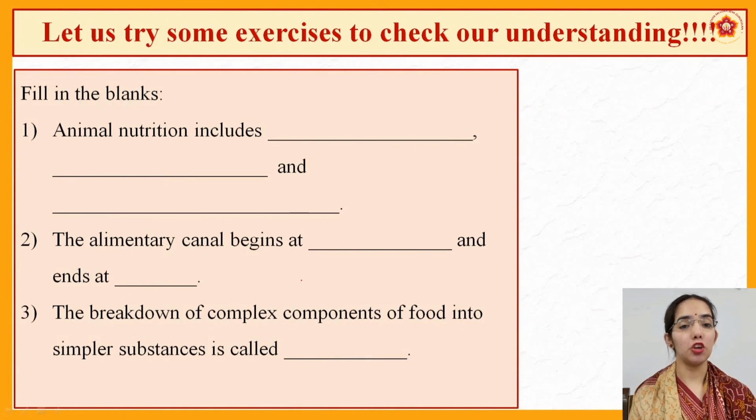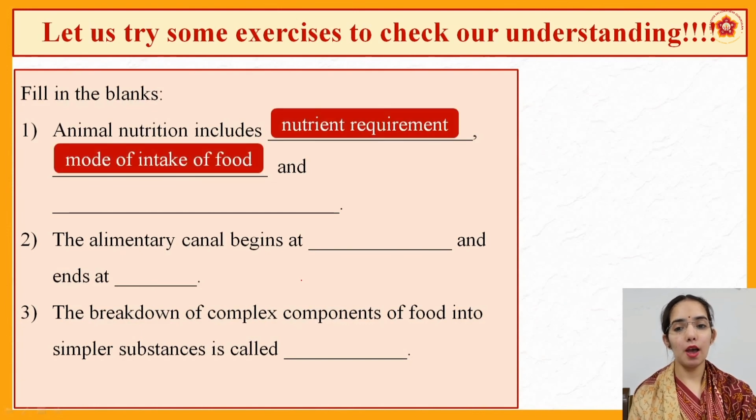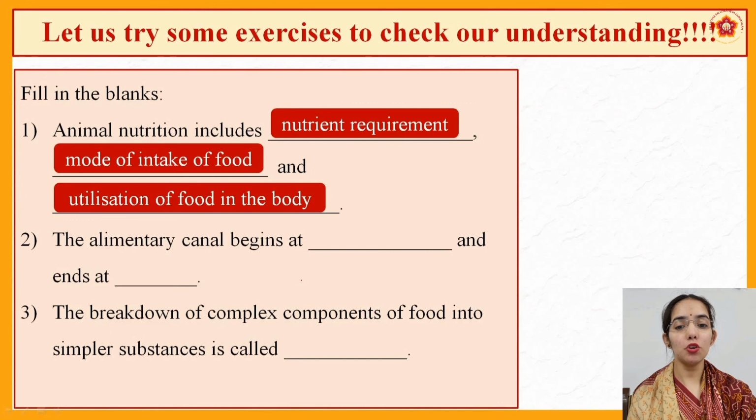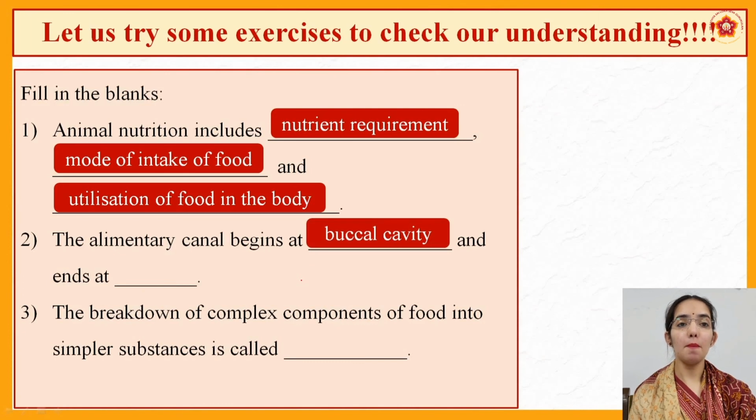So now let's check your knowledge. Animal nutrition includes, what are those 3 points? I'm sure you remember them. Animal nutrition includes nutrient requirement, mode of intake of food, and its utilization in the body. Then the alimentary canal begins at dash and ends at dash. Our alimentary canal begins at buccal cavity and ends at anus. The breakdown of complex components of food into simpler substances is called, it's a very easy fill in the blank, digestion.